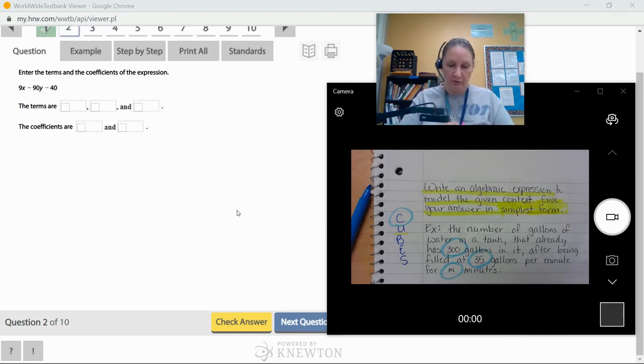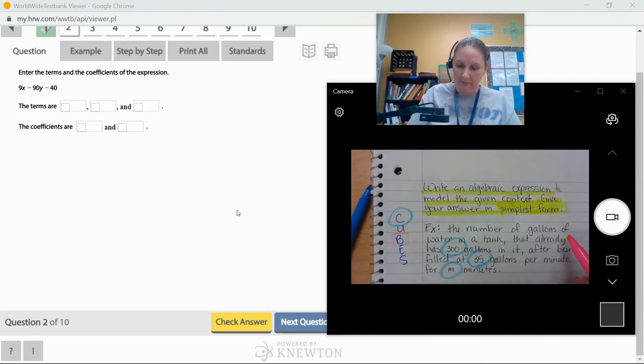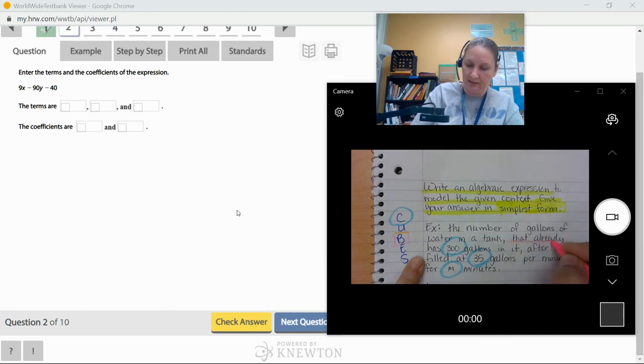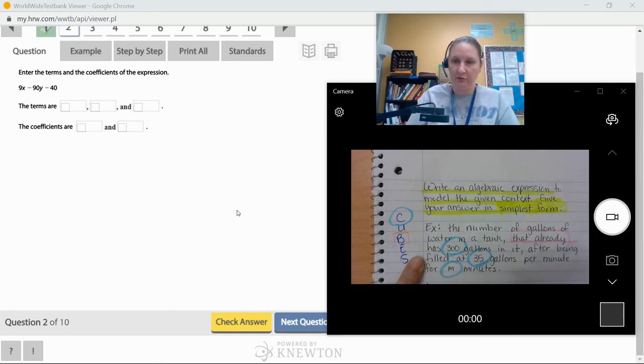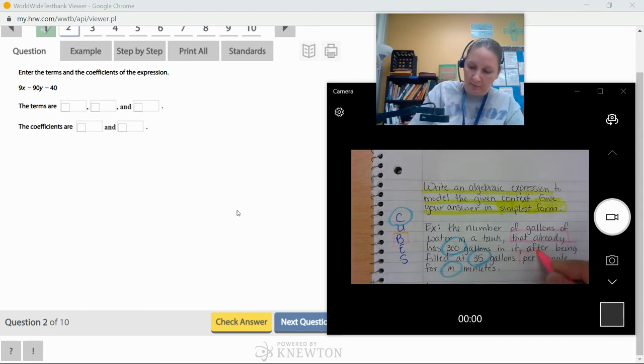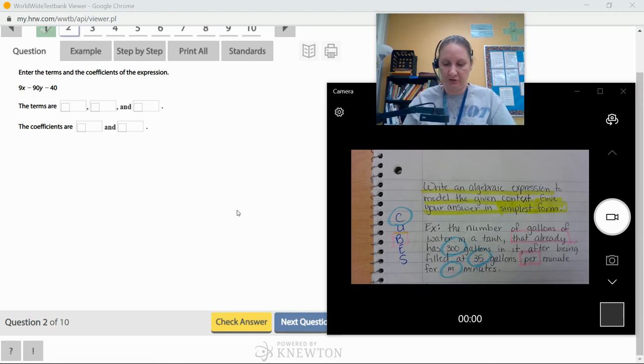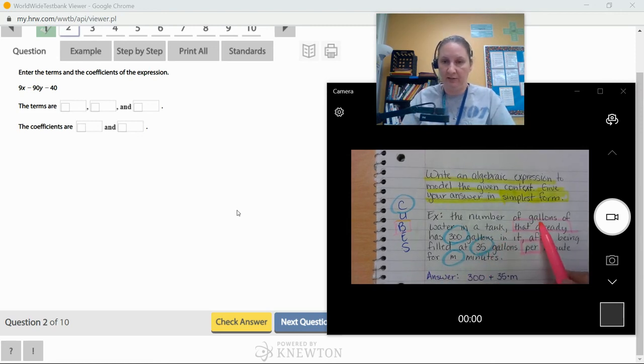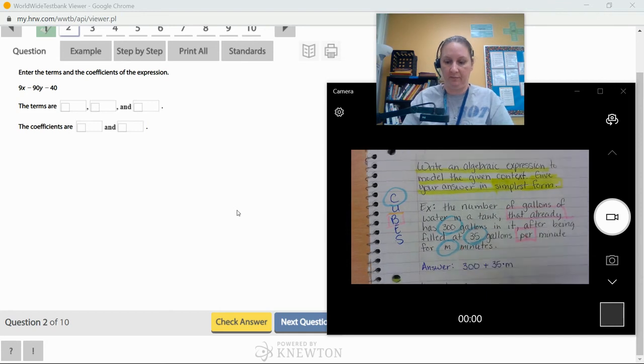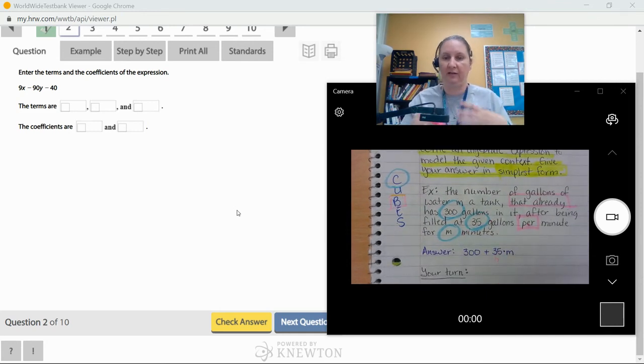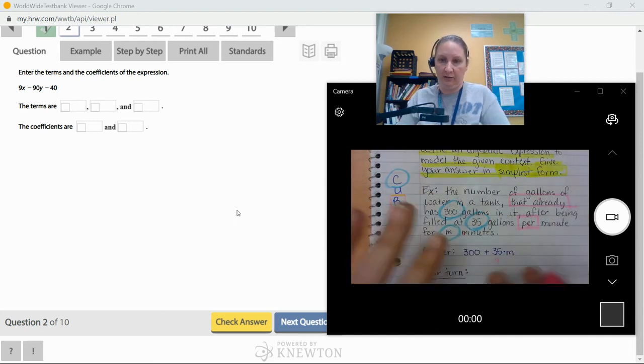Okay, we're going to box in our keywords. So we had the number of gallons of water that it already had. Even though it's not a really big clue, it tells us that we're going to be starting from there and going up. So that's a clue for adding. After being filled, 35 per. Per is a clue for multiplication. So we have 300 plus 35 times m, and that's how we get it. So we're basically pulling out the pieces and ignoring everything else.